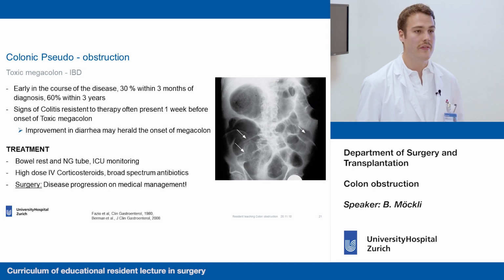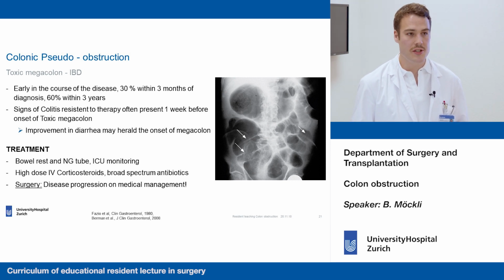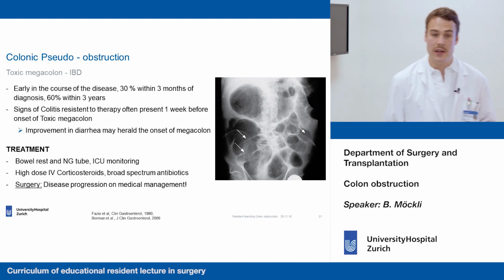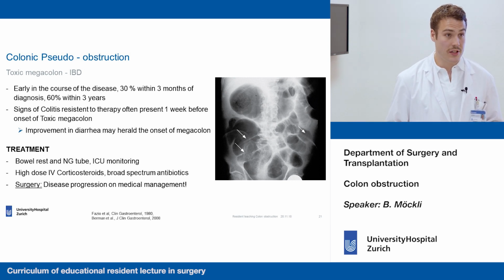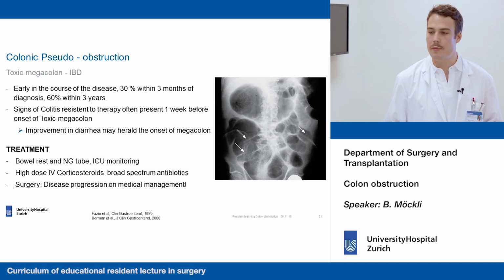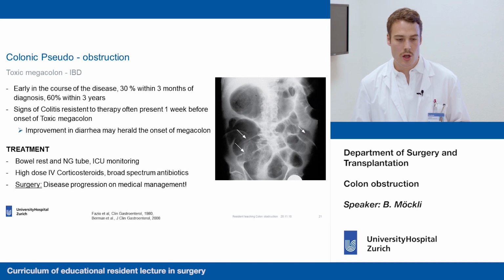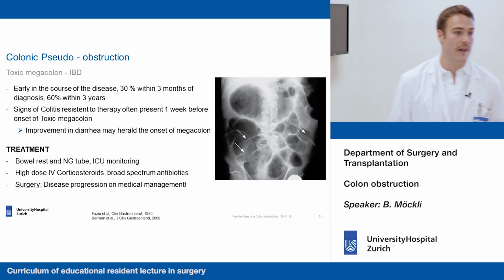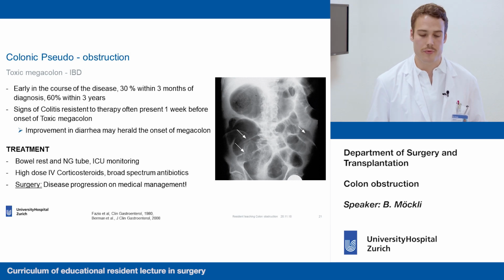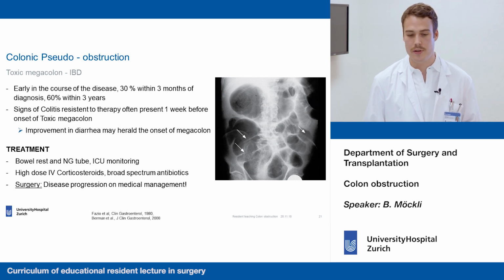These patients are often very ill. They need bowel rest, a nasogastric tube, often ICU monitoring given their state. High-dose IV corticosteroids can actually be given. There's no increased risk of perforation with this. Studies have shown that. And then broad-spectrum antibiotics. The patients need to be evaluated for surgery if there's disease progression or no improvement on best medical management.